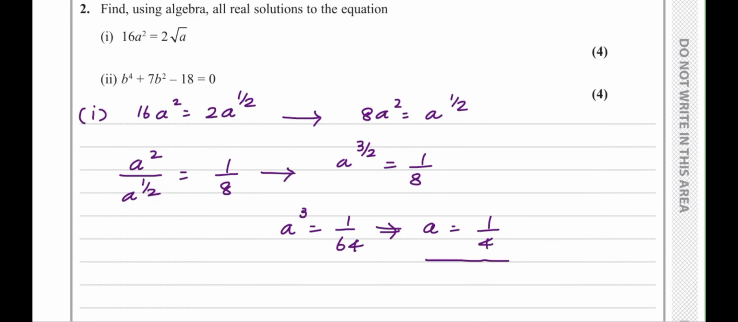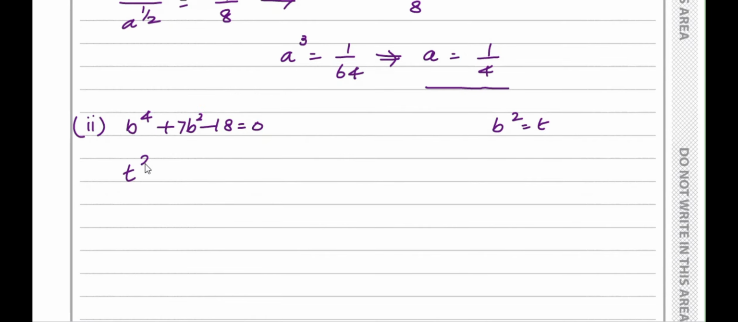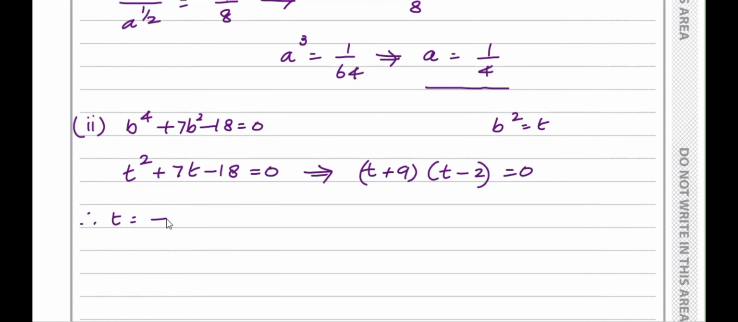Part 2. b to the power of 4 plus 7b squared minus 18 equals 0. So let's write this equation as a quadratic. Currently it is a quartic. Suppose I put b squared is equal to t, this can be converted into a quadratic equation. That is t squared plus 7t minus 18 equal to 0. Factorizing this, we get t plus 9 times t minus 2 equal to 0, which means t is equal to either minus 9 or plus 2.